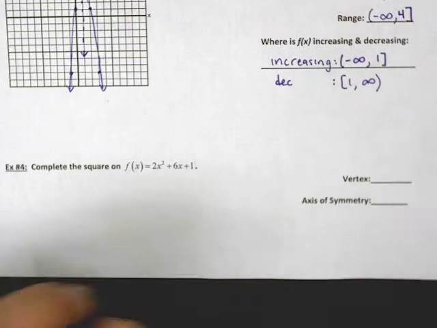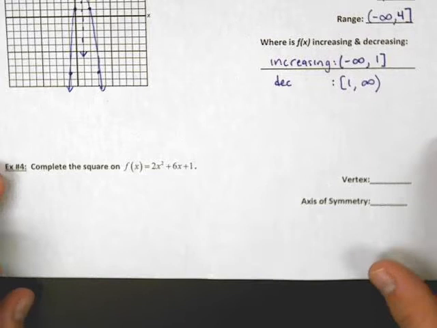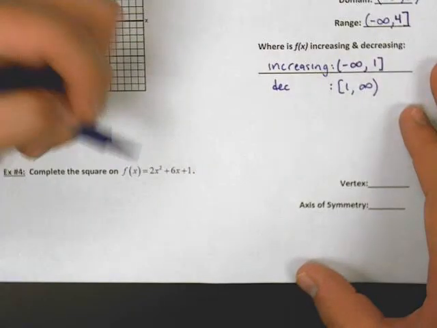Let's see here. I want to do one more completing the square because I want to show you what happens. This is going to be a little bit different. Okay, so I move over my 1.